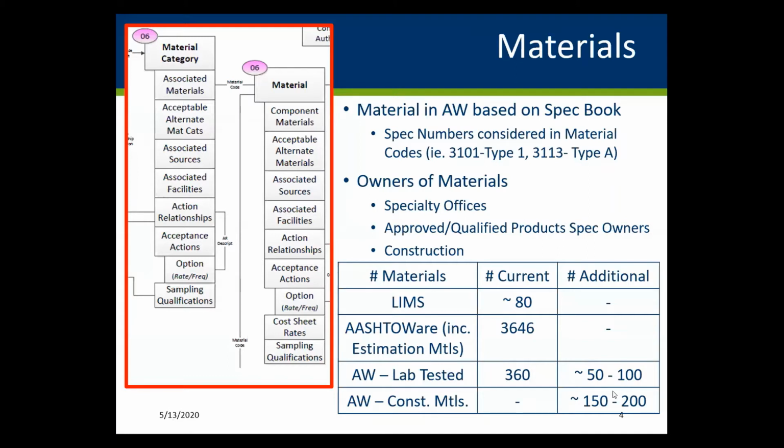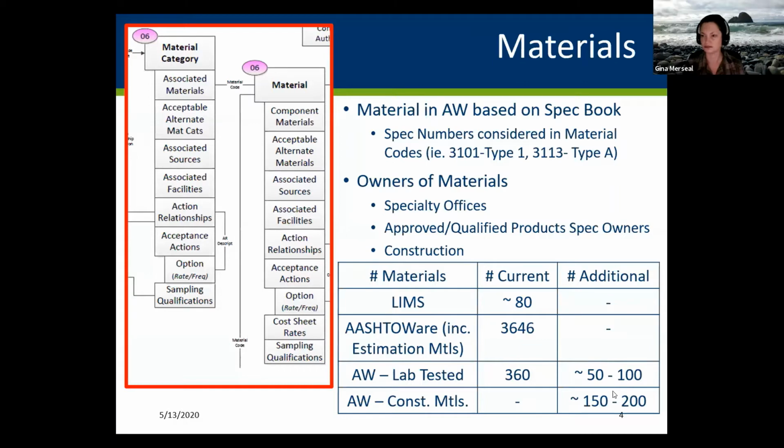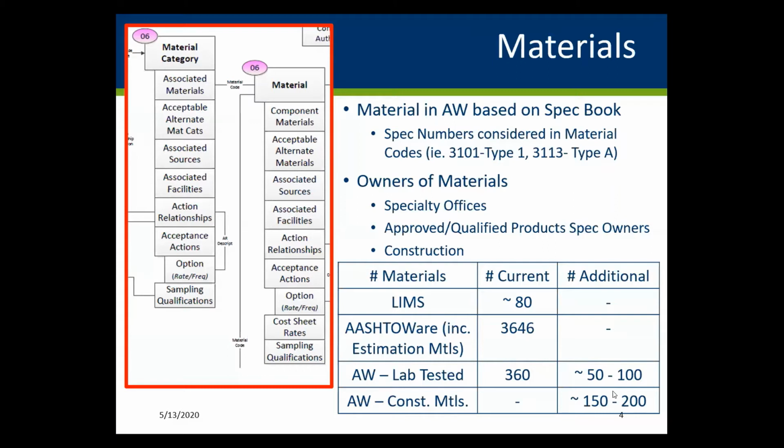Now, who are the owners of these materials? The materials are owned by several different people: specialty offices, approved qualified products and spec owners, and construction. To give you an idea of the scope of everything, in LIMS there were 80 materials that were developed and were being used. In AASHTO right now, in production, there's over 3,600 materials. Now, estimation is also using AASHTO, and 90% of the materials that are in AASHTO currently are estimation materials.